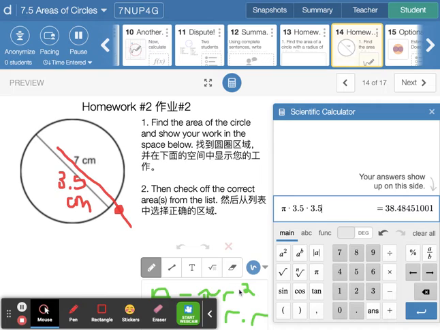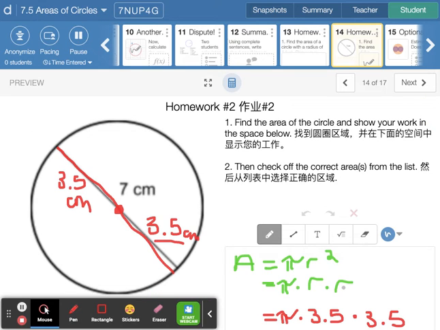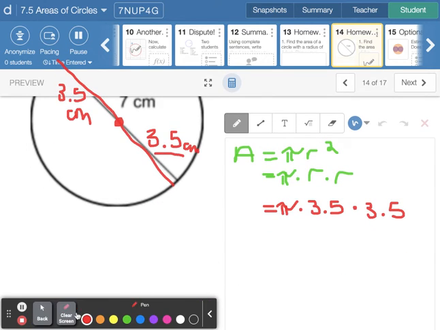I'm going to say 38.49, almost 38 and a half. So I'm going to say this equals 38.49. And we're in centimeters, so area is going to be centimeters squared because we said centimeters times centimeters. Make sure you add your label on there.